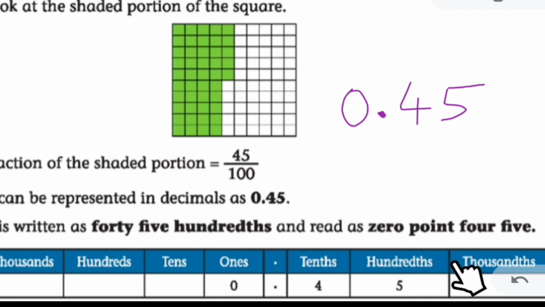So this is the first place value chart. We should write in the place value chart: ones, tens, hundreds, thousands. What is the whole number? 0. So 0 in the ones place, and in the decimal part, tenths, hundredths, thousandths. 4 is in the tenths place, 5 is in the hundredths place.